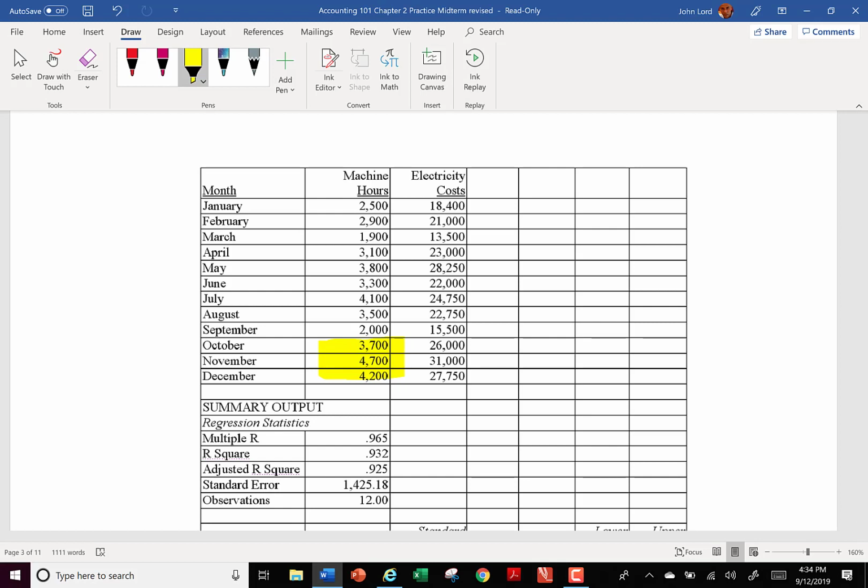Okay, good. And the electricity cost is 3,100. Okay, so that was consistent, right? And that they matched up. And then the low level of activity is 1,900, and that was also the lowest cost, wasn't it?